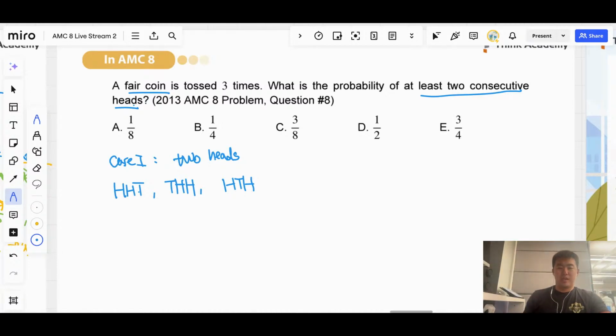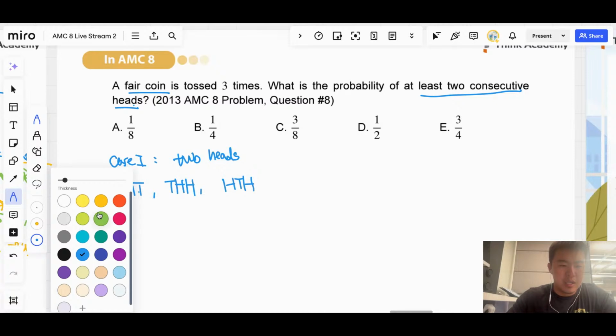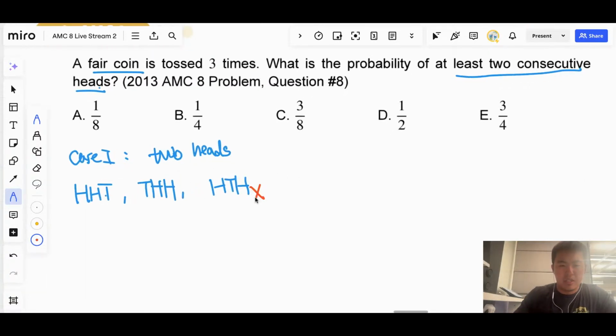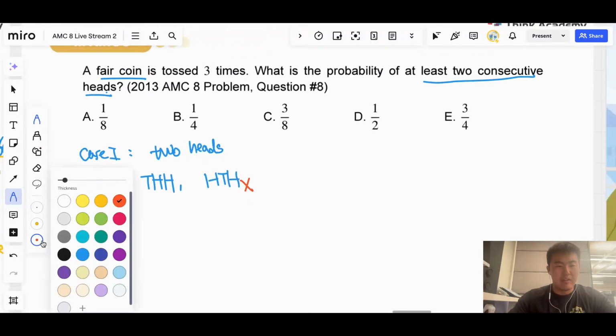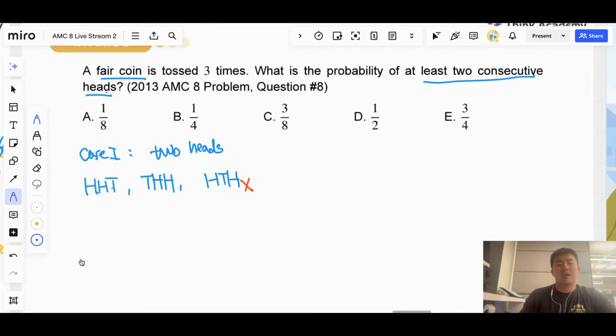What does consecutive mean to you guys? Consecutive means there should be no gap in between. So it should be H followed directly by an H, not H with a T in between, then another H. That's not called consecutive, right? It's a gap. So this one cannot be put into consideration. Let me zoom out a little bit. Okay, cool. So that's for case number 1. So we have another case, right? Since it's tossed 3 times, we can definitely consider that we got 3 heads. So case number 2 is instead of 2 heads, we get 3 heads. So let me rewrite that.